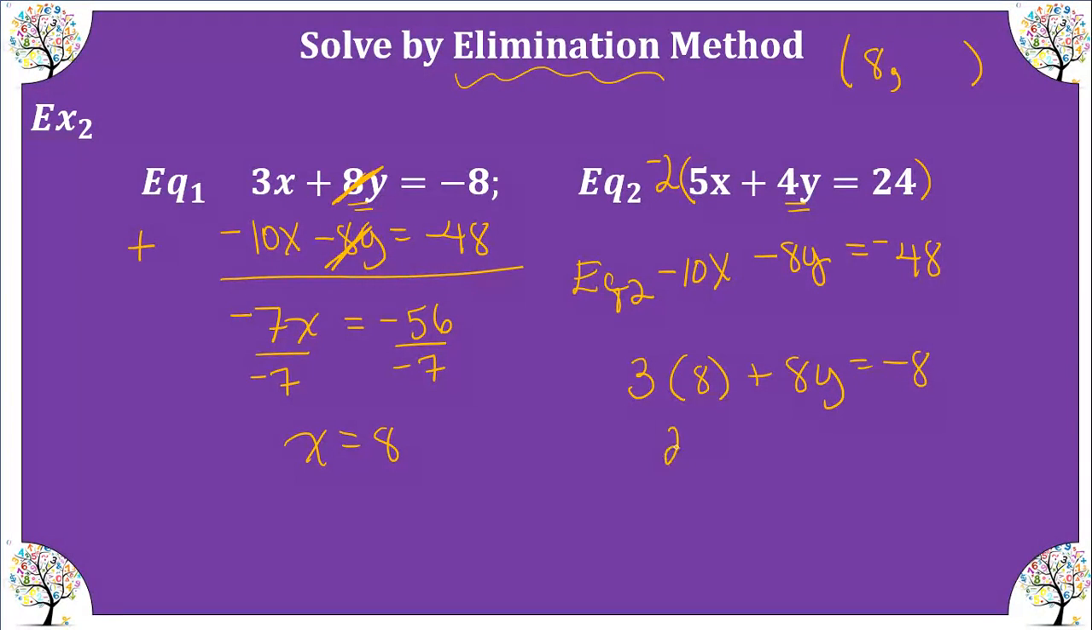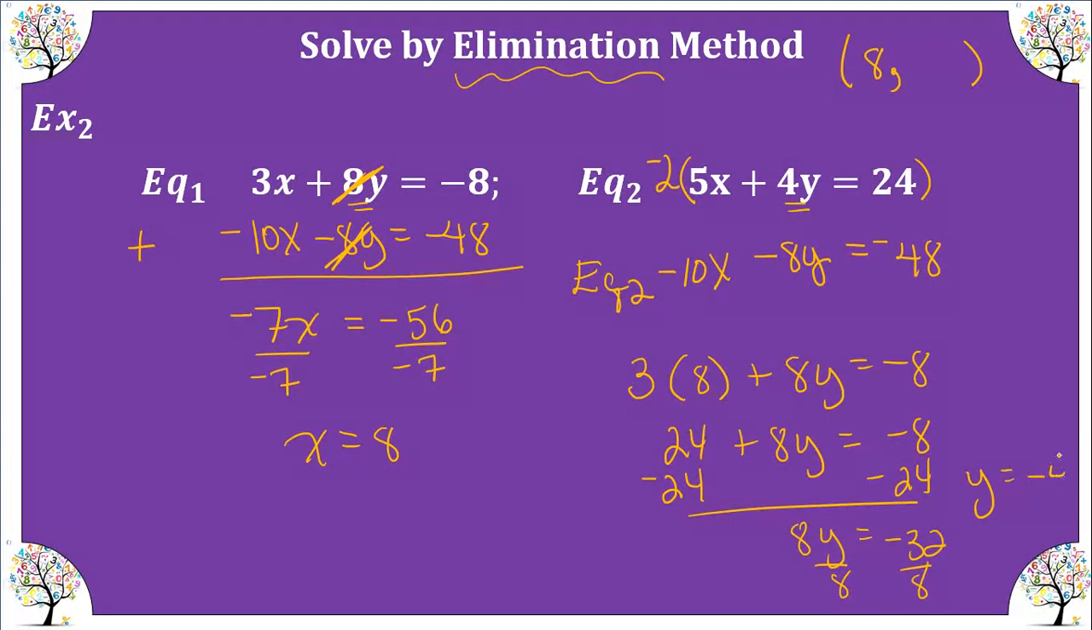Multiply 3 times 8. Solve for y. Divide by 8. And the y value is -4. So this point of intersection is in quadrant 4. So at (8, -4), my two lines will intersect.